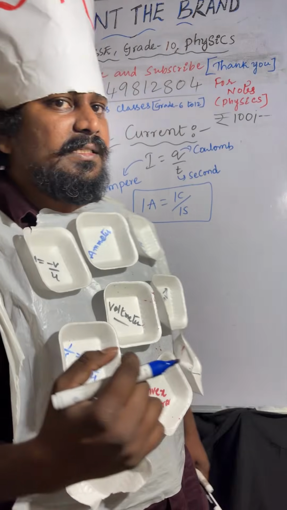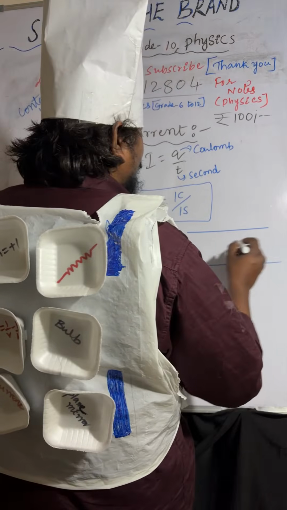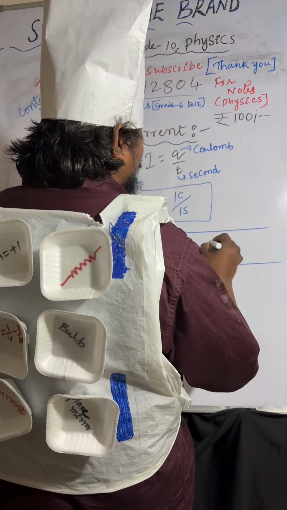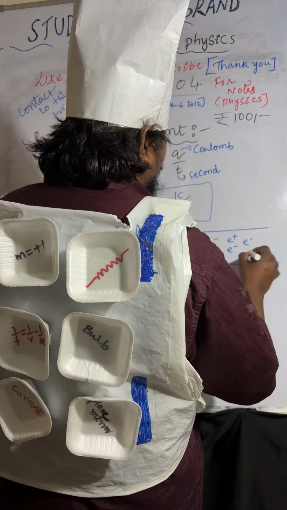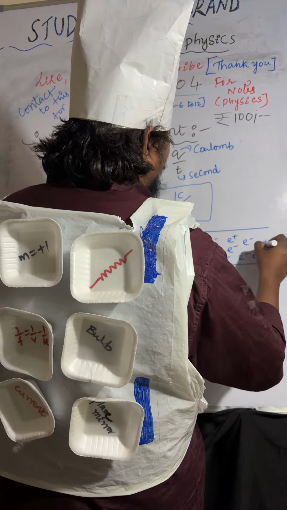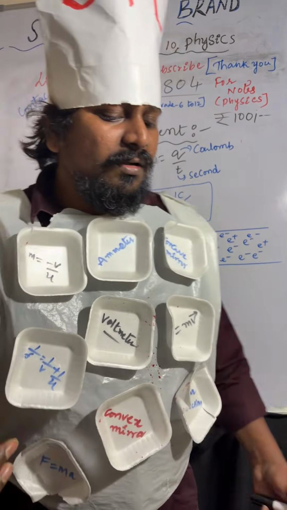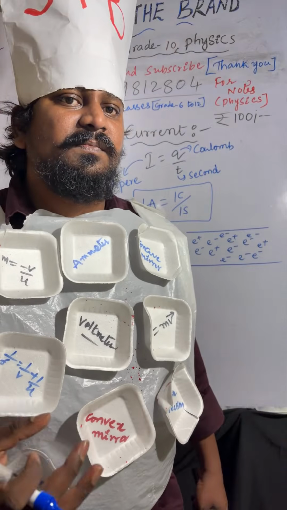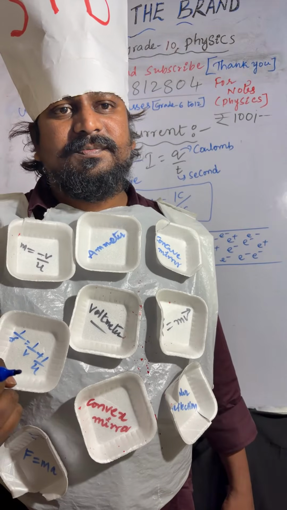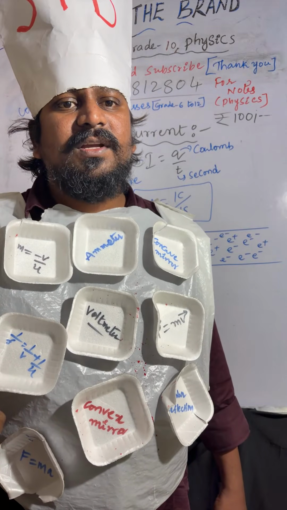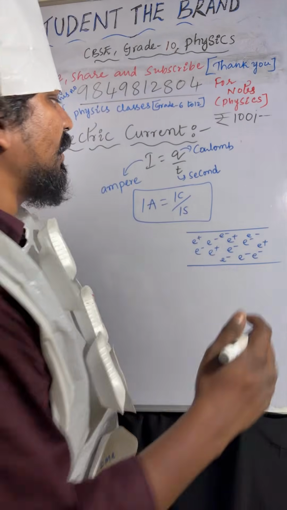Right? So here in the conductor, there are a number of charges moving. We can't say only one electron is moving, or only 2 electrons are flowing. There are many charges moving inside the conductor. That's why it is called quantization of charge.